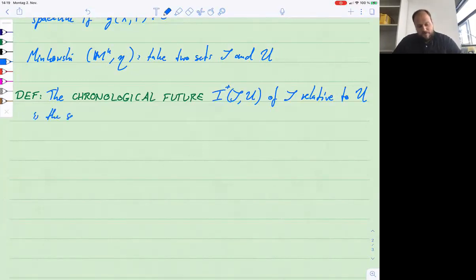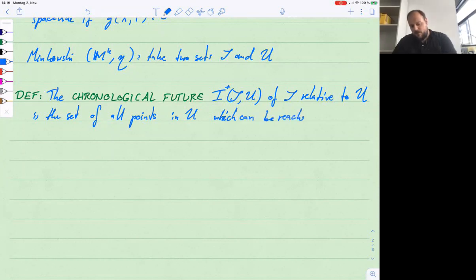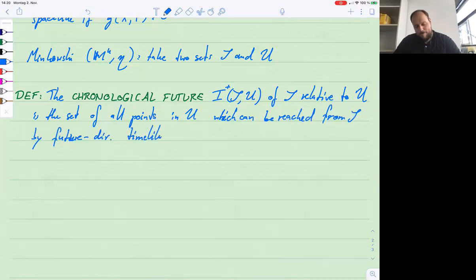So this is the set of all points in U which can be reached from S by future directed time-like curves in U. I'm sorry that I'm writing so much, but it is important to be very accurate once. Okay, so what does it mean?